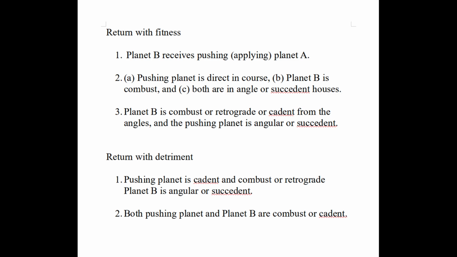Okay, so return with fitness: planet B receives the pushing from planet A. The pushing planet is direct in course, which my Mercury was. Planet B is combust, and both are in angular or succeedent houses. That's exactly what's going on with mine.